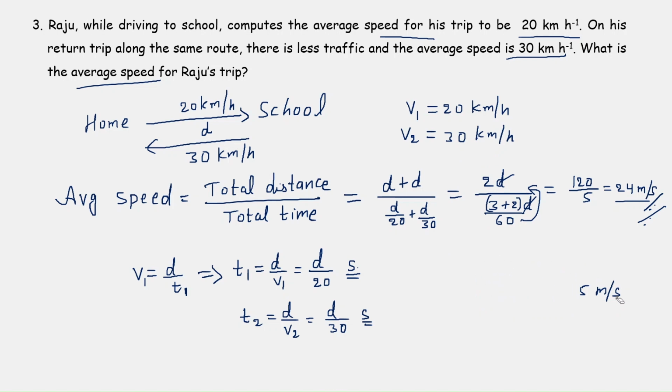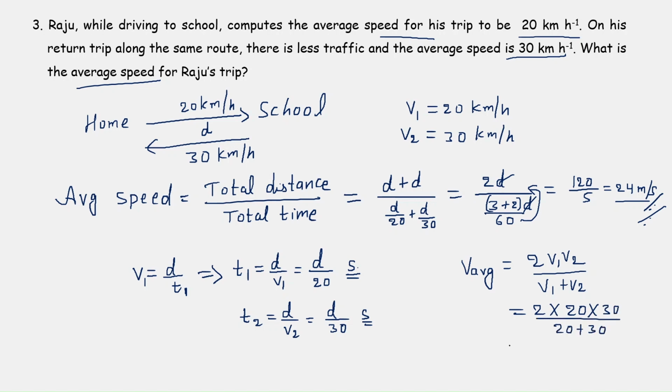Or there is one more option you can use that I will let you know now. You can use another formula. It's an easy formula, which is 2v1 v2 by v1 plus v2. So here if you consider 2 into velocity 20 into 30 divided by 20 plus 30. So here what you will get? 3 2s are 6, 600 into 2, 1200 divided by 50. So here again you are going to get 24 meter per second.